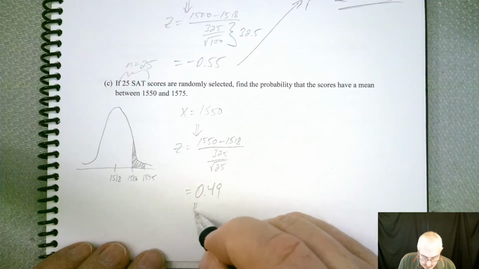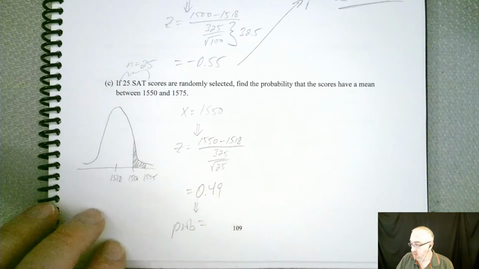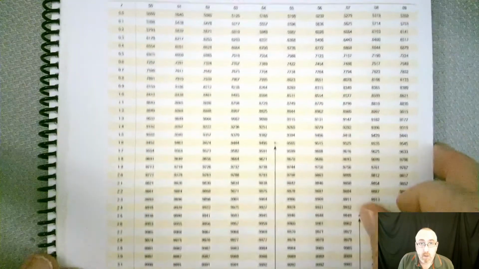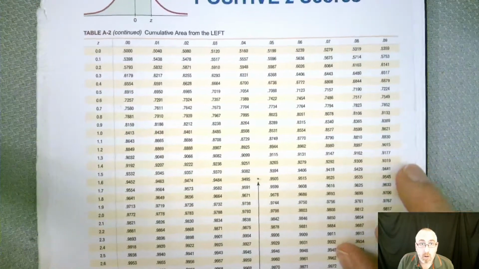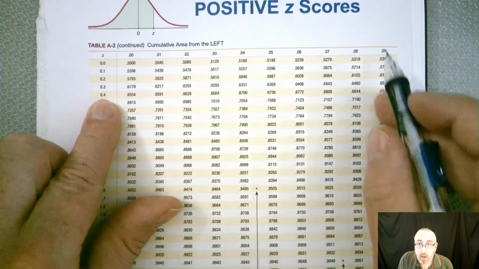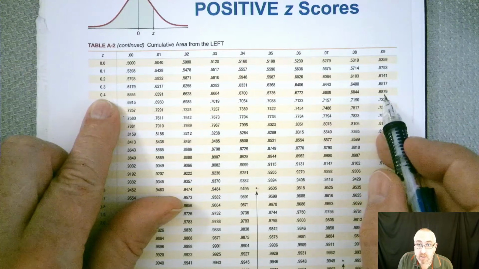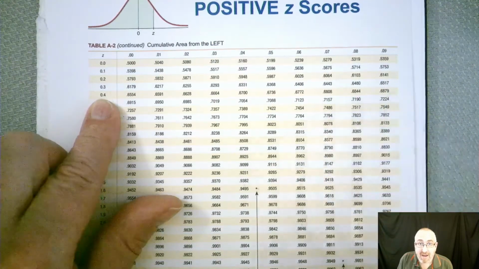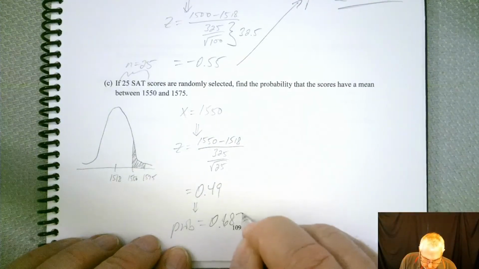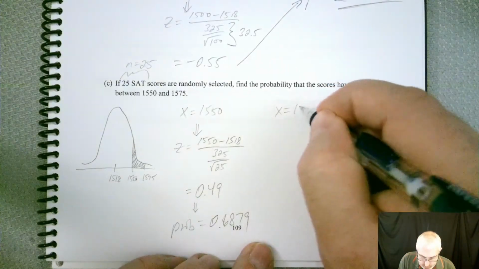And then we can go to our table, get our probability. So now we want the positive z-scores. So 0.49. So there's 0.4. There's the 0.9 part. So it looks like we're 6879. So 6879. All right, and then let's do it for the other one.